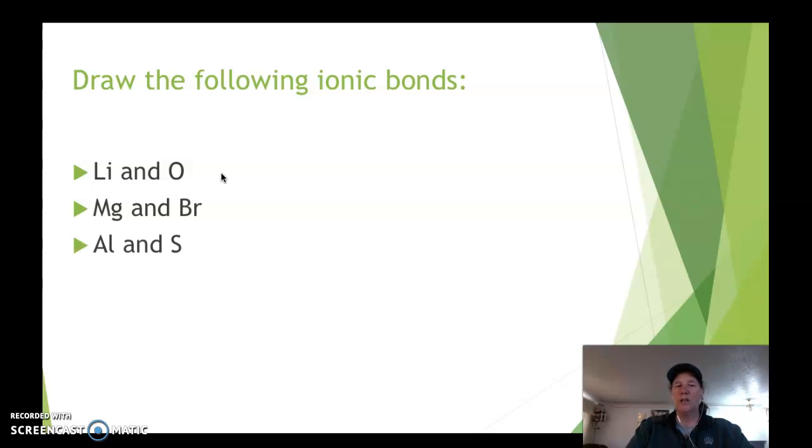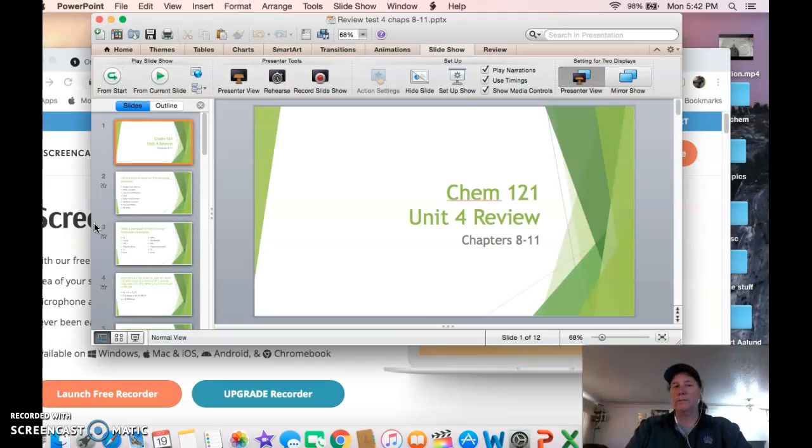Okay, aluminum and sulfur, you'd have to do 2 aluminum and 3 sulfur. And again, write the formula first and then you'll see that. But you have to make sure that aluminum gives up all of its electrons and sulfur takes them all in. Okay, so that's that.